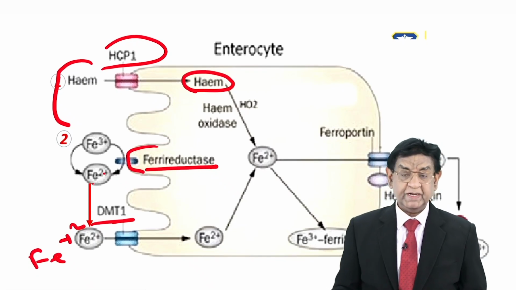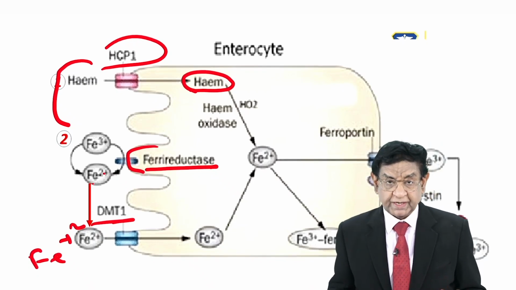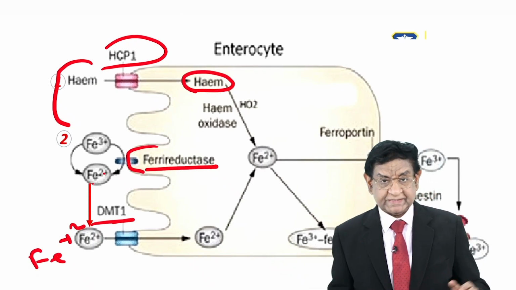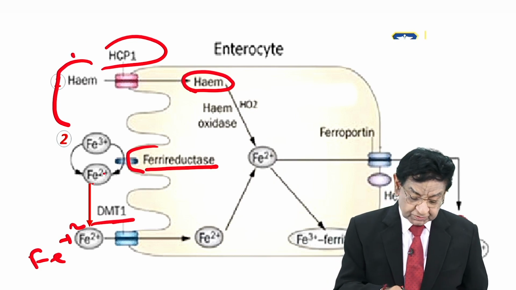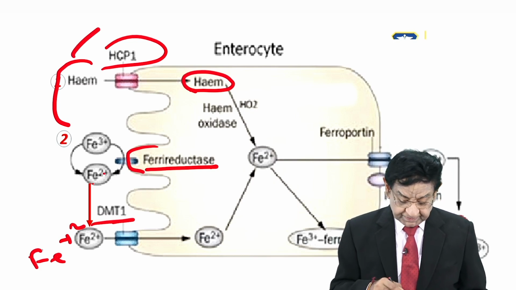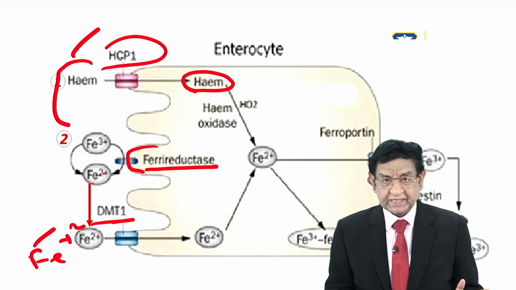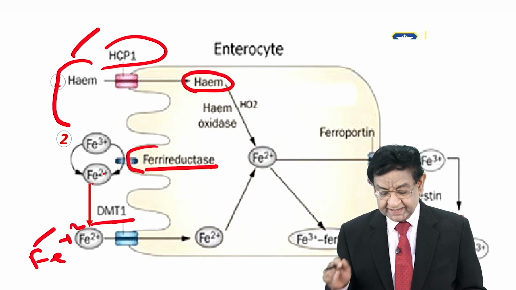Very simple. When you go to the airport, there's a separate line for the ladies, separate line for the males. Here also separate line for heme, separate line for the ferrous. I think that's the best day-to-day example I can give to you.